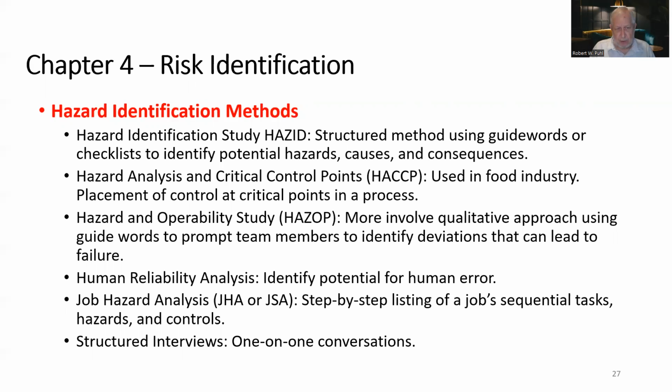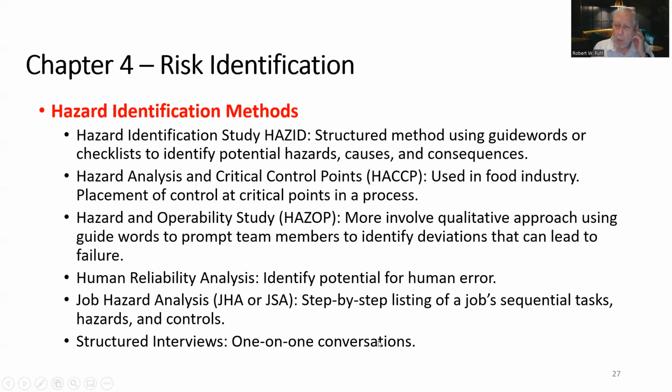So, hazard and operability study, HAZOP: a more involved qualitative approach using guide words to prompt team members to identify deviations that can lead to failure. Human reliability analysis: identify potential for human error. Job hazard analysis, JHA or JSA: a step-by-step listing of a job's sequential tasks, hazards, and controls.